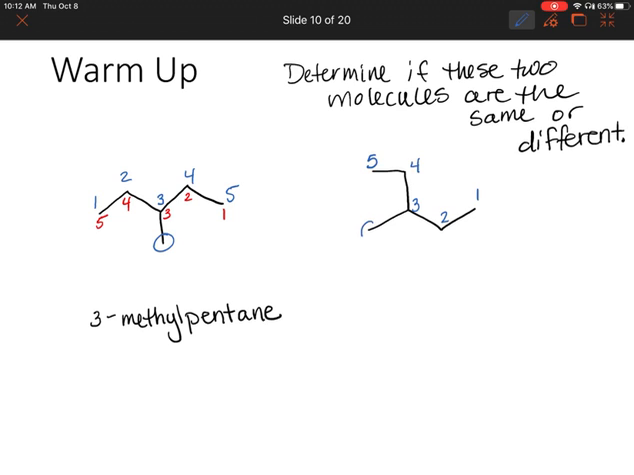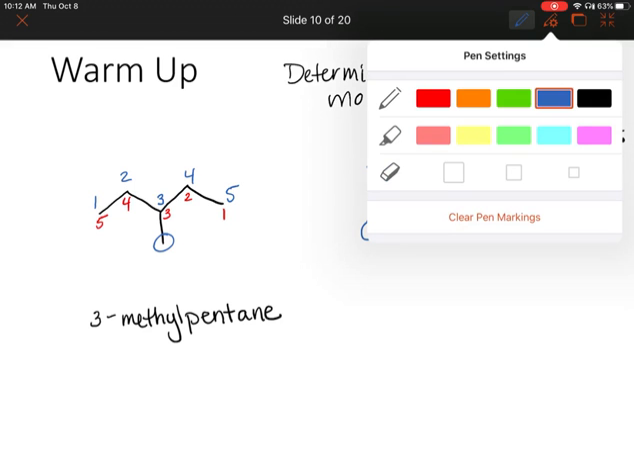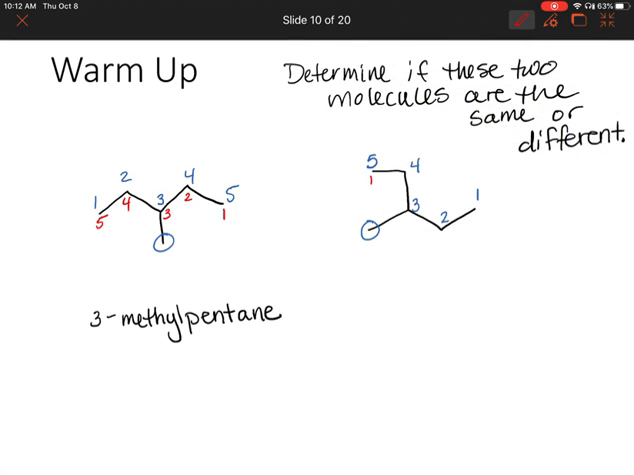And then I have a methyl group on carbon 3 again. And again, it doesn't matter which way I number this. 1, 2, 3, 4, 5. Methyl is still on carbon 3. So this is also 3-methylpentane.